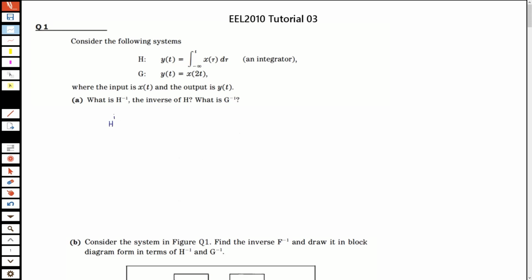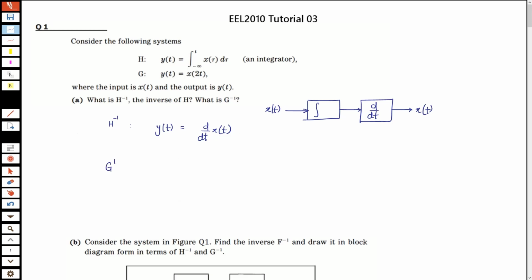Now in this question, it's quite clear that H is an integrator. So H inverse would be a differentiator. And in that case, you would be able to write that y(t) is d by dt of x(t), because given a system that integrates, in order to get the same signal that you gave as input, in order to get the same signal as output, you would need to differentiate it. So H inverse is simply the derivative of x(t).